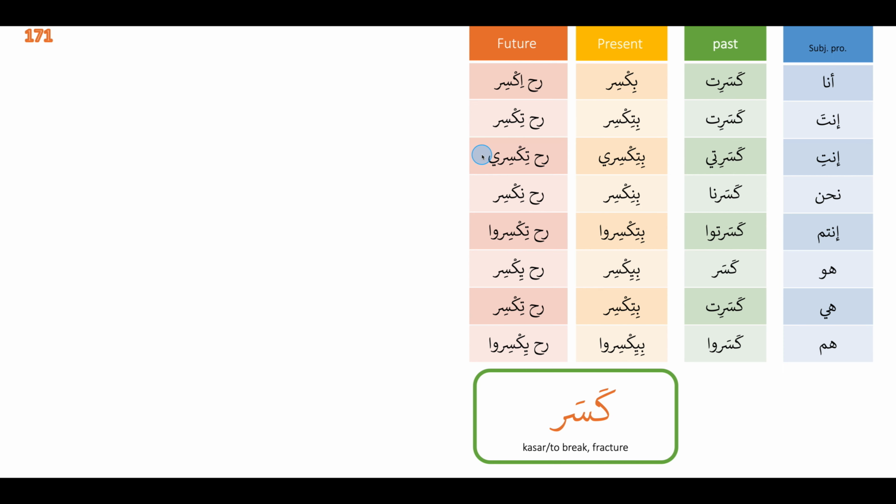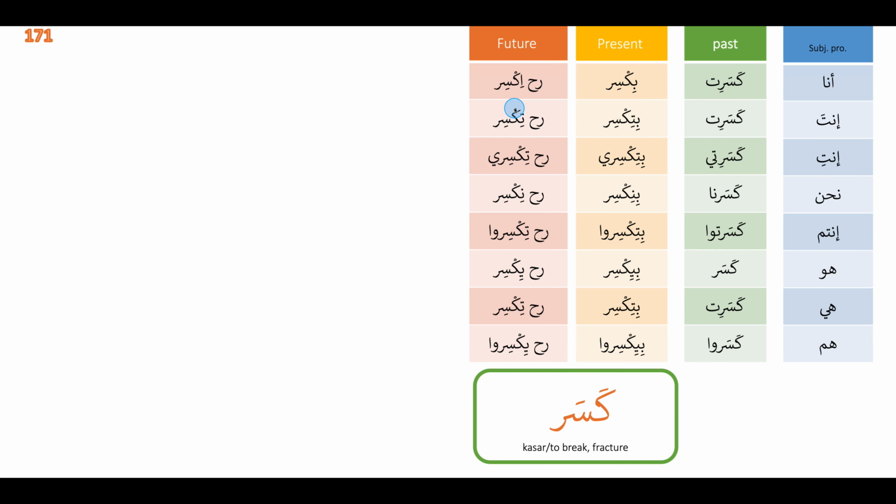The future tense in Arabic is pretty much: you will have to precede the present tense, every single conjugation, with rah. So rah means will. We do have other variations, but I'd like to focus on one rather than confusing you with all these variations, so I'd rather stick to one. However, I did mention others in my textbook. So rah, which means will, does not get conjugated, it stays as it is with every single conjugation. Then it's followed by the present tense without the be.